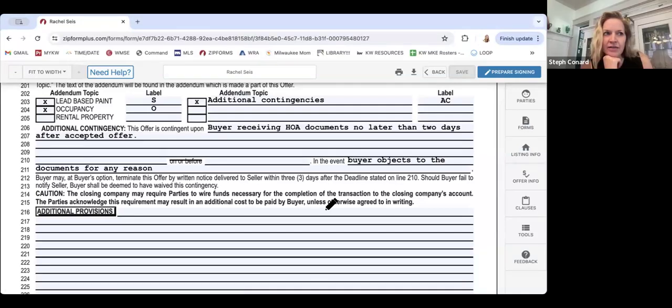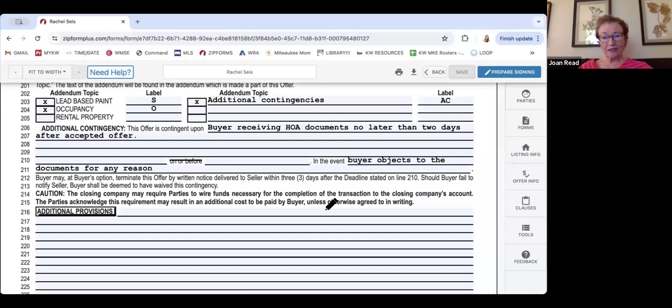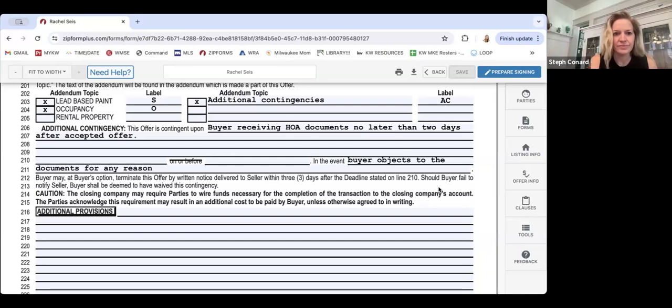Yeah, the key being, as Joan mentioned, the roadmap for what happens if it's not delivered or acceptable, etc. So you'd say, if buyer objects to the documents for any reason, this offer is null and void and all money is returned to the buyer.